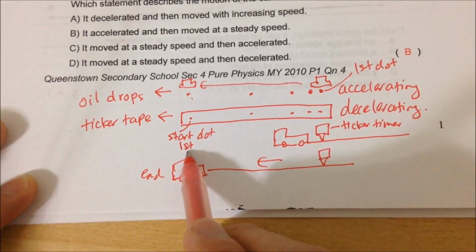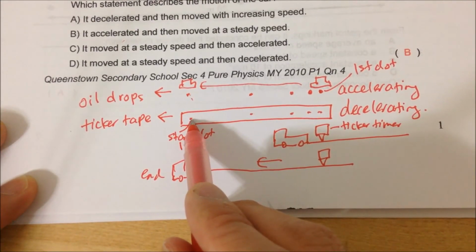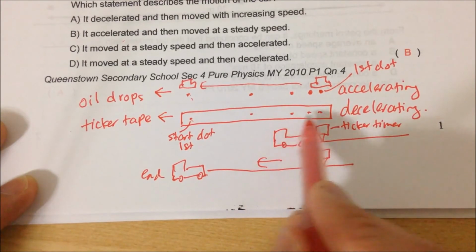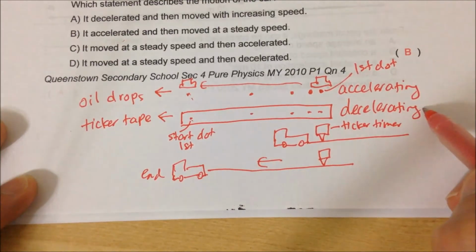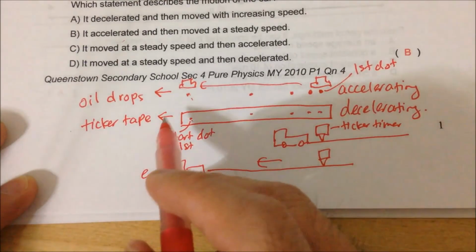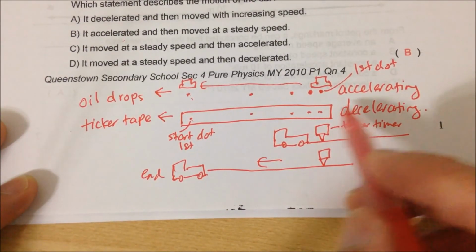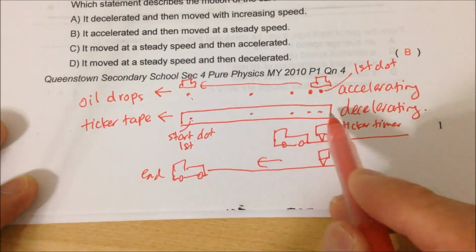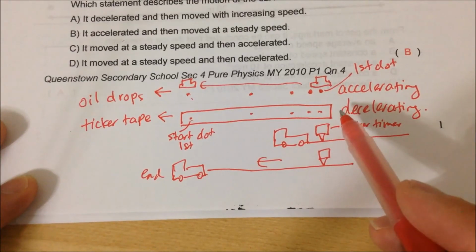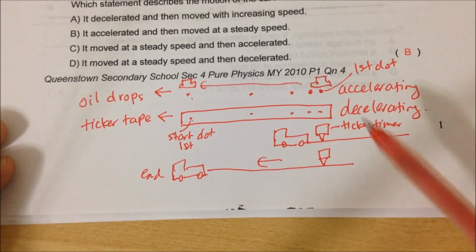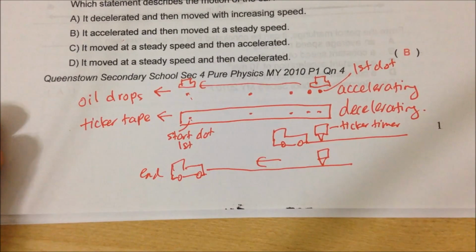So if this is the start dot and then it is being pulled in this direction, the gap is getting smaller until the last dot. If the gap is getting smaller, it's decelerating. So you can see that the ideas of ticker tape and oil drops are very different. Oil drops and ticker tape with the same shape will have an opposite effect. So this is the difference between the two. Take note, if you ever encounter this kind of question, be careful about what is supposed to be the answer.